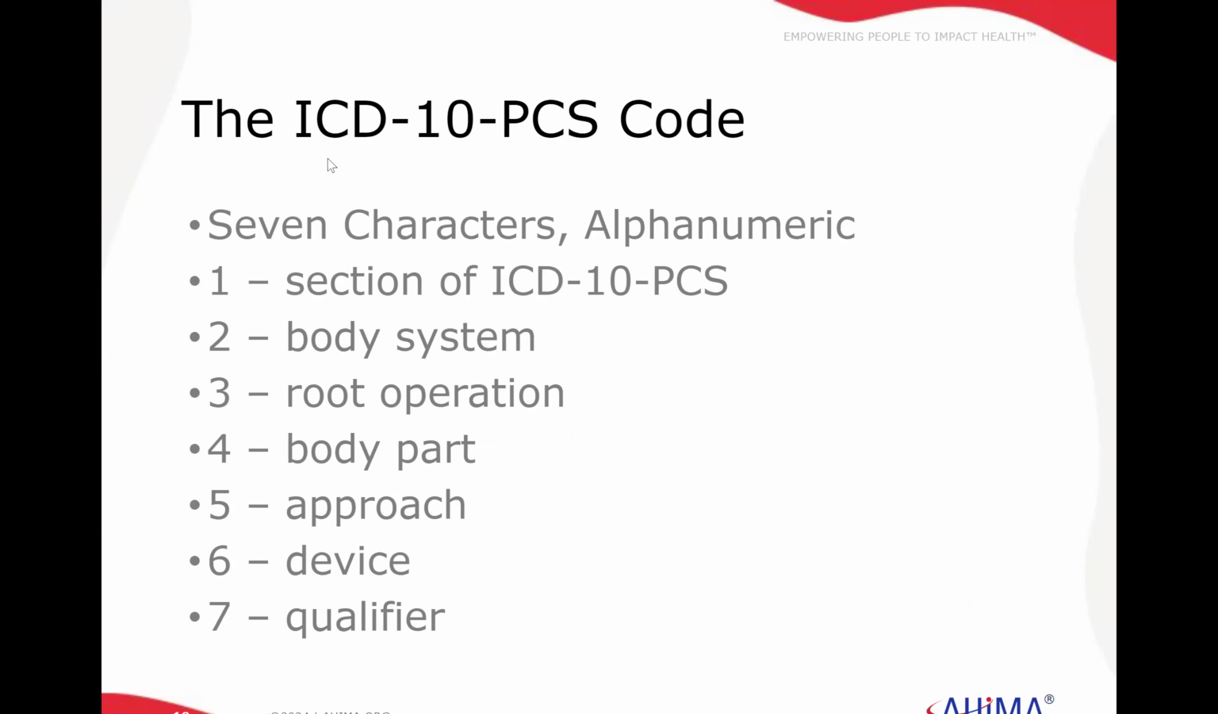And speaking of the sequence, here it is. Here are the 7 characters. The first is the section of the ICD-10 PCS coding system: medical, surgical, imaging. Those are examples of sections. The second is body system, respiratory, digestive system, and so on. The third is the root operation.